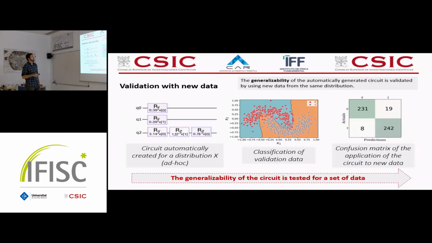Well, this is validation. We're using more data just to validate the results that work perfectly, and this is the confusion matrix we obtained. So, okay, perfect.